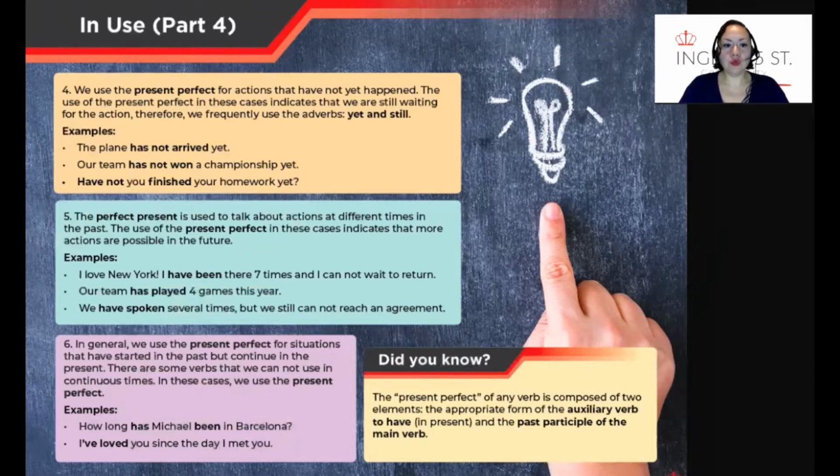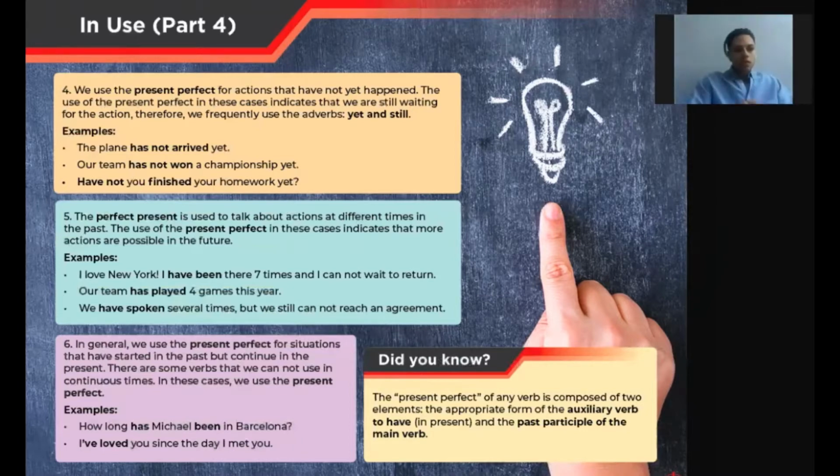Roman, continue with number 5 and Paula with number 6. The present perfect is used to talk about actions at different times in the past. The use of the present perfect in these cases indicates that more actions are possible in the future. Examples: I love New York. I have been there 7 times and I cannot wait to return. Our team has played 4 games this year. We have spoken several times, but we still cannot reach an agreement.